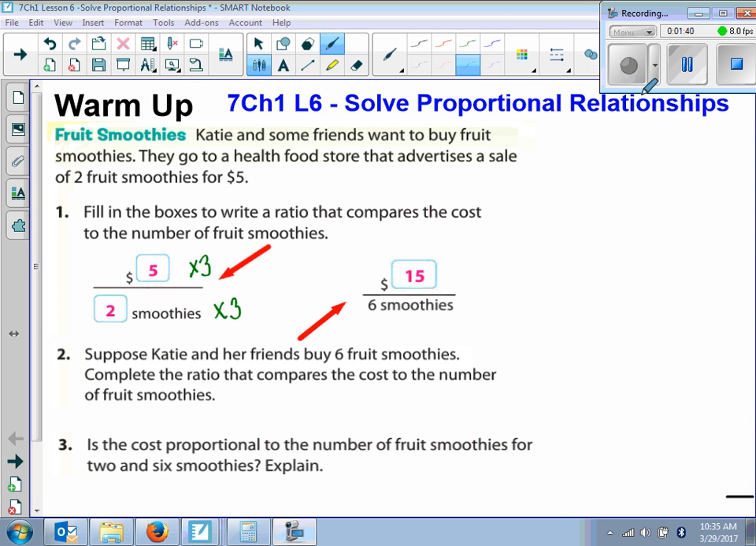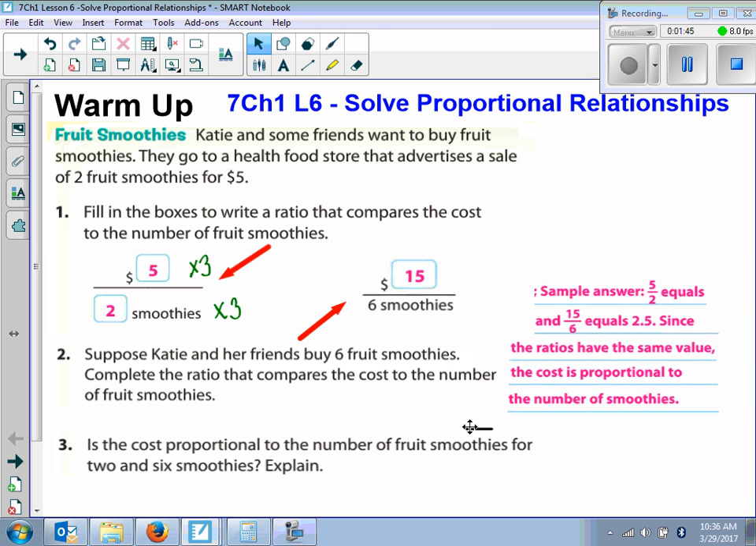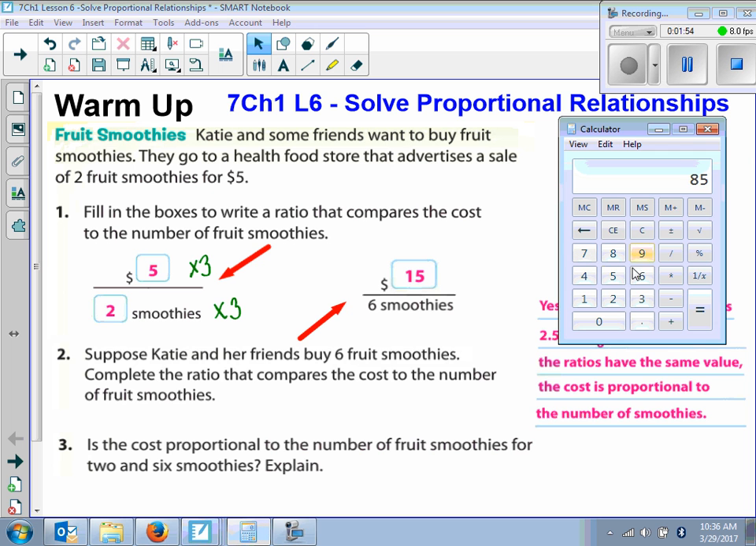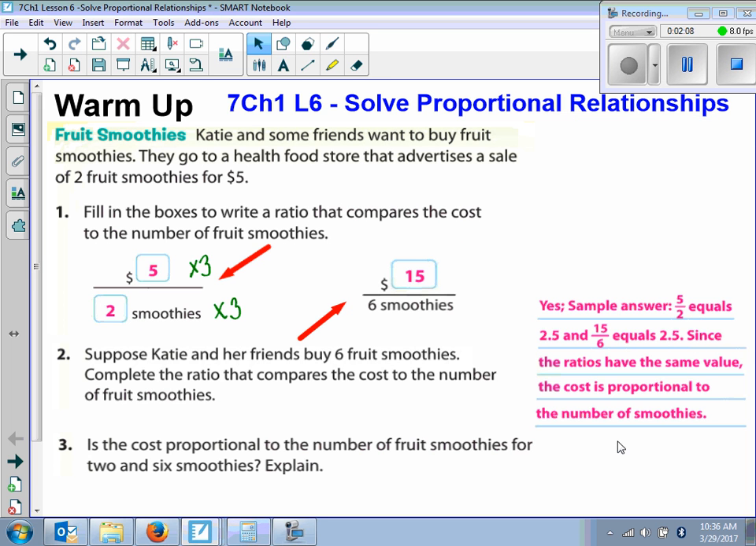These are proportional because if we change them both to unit rates, then they will be equal. Another way is to just do the division, because you remember fraction means divide, right? So if we do 5 divided by 2, that's going to give us 2.5. And if we have 15 divided by 6, that will also give us 2.5. So the values of the ratios are the same, so the cost is proportional to the number of smoothies.